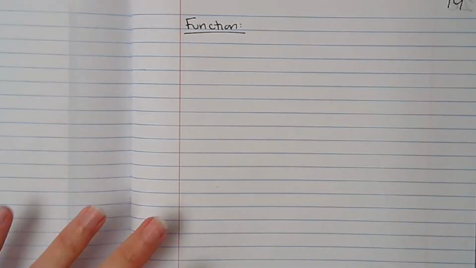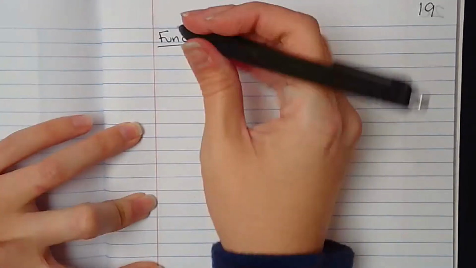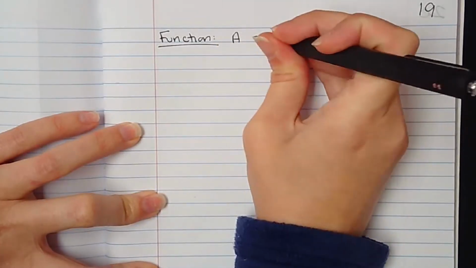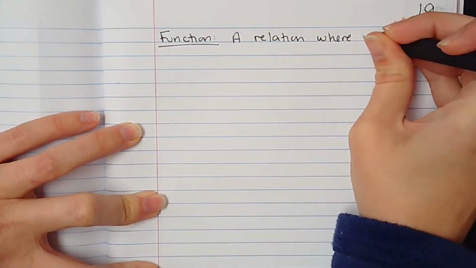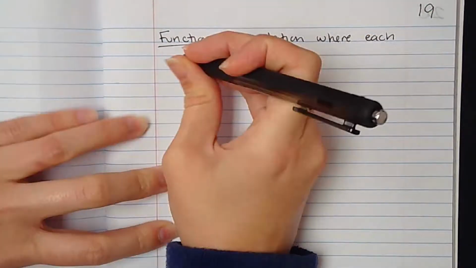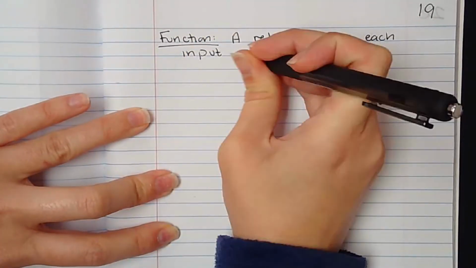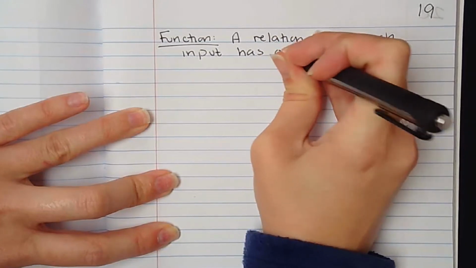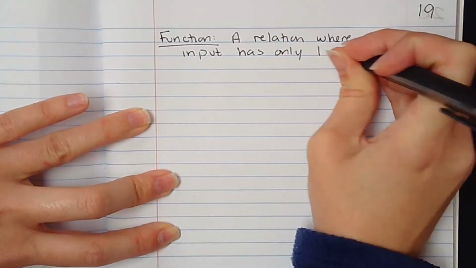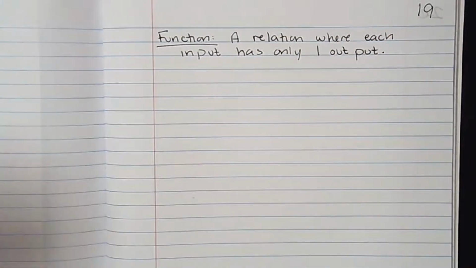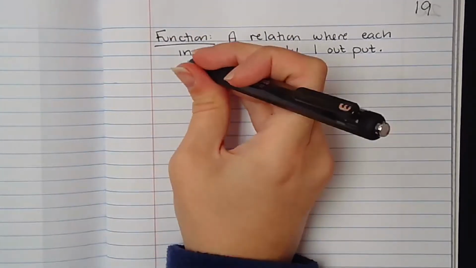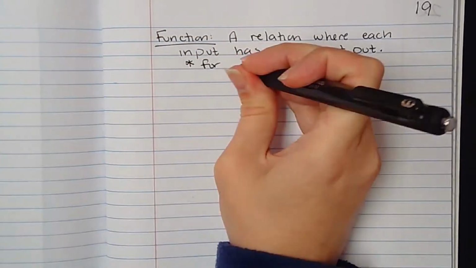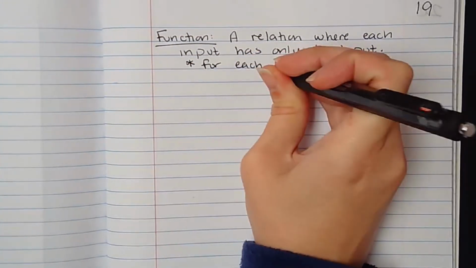So a function is just a really special kind of relation. A function is a relation where each input has only one output. So that means for each x value, there is only one y value.